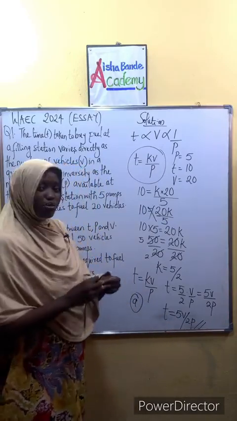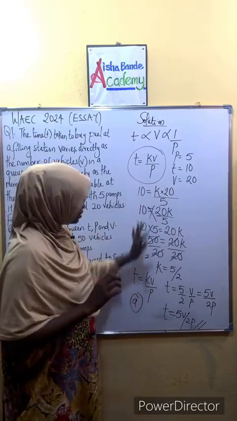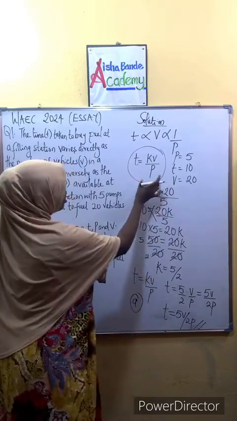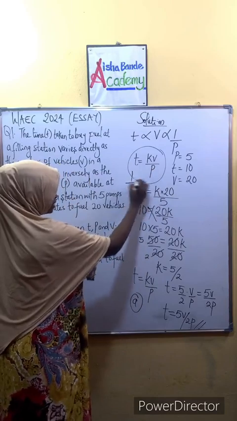So now let me break down the marking scheme for this particular question 1A. Writing out this relation gives you 1 mark.